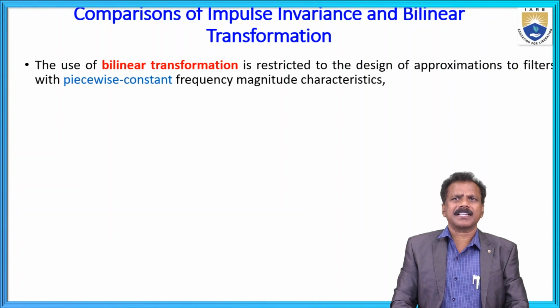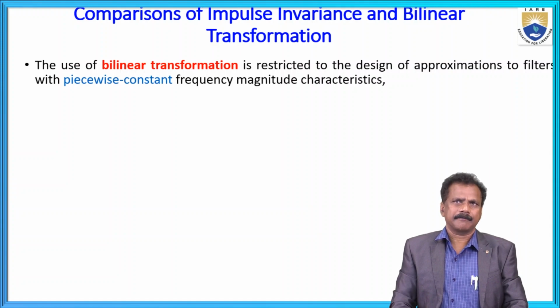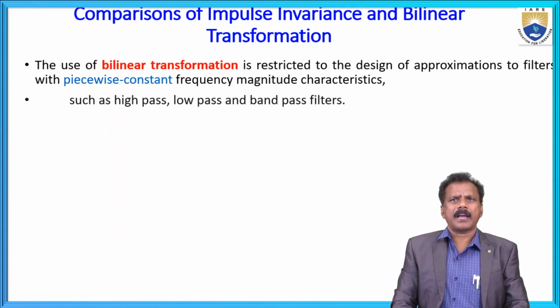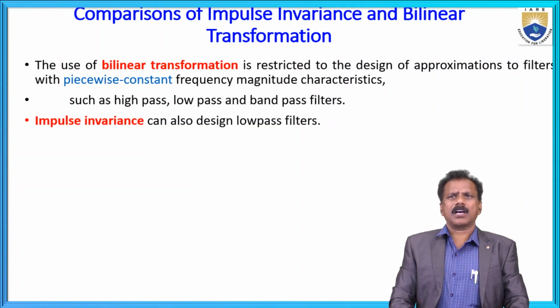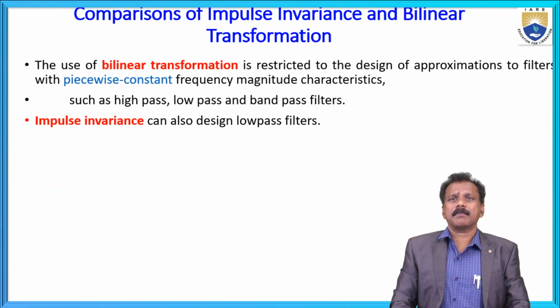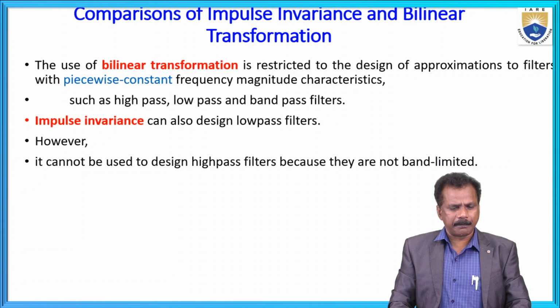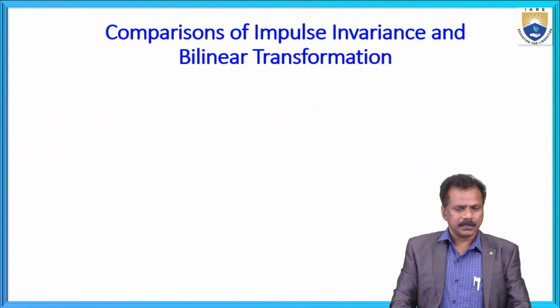The use of the bilinear transformation is restricted to the design of approximations to filters with piecewise constant frequency magnitude characteristics. This is a major comparison, such as high pass, low pass and band pass filters if you are using the bilinear transformation method. Coming to impulse invariance, it can also design low pass filters. However, it cannot be used to design high pass filters because they are not band limited while you are using impulse invariance. So like this we are going to compare.